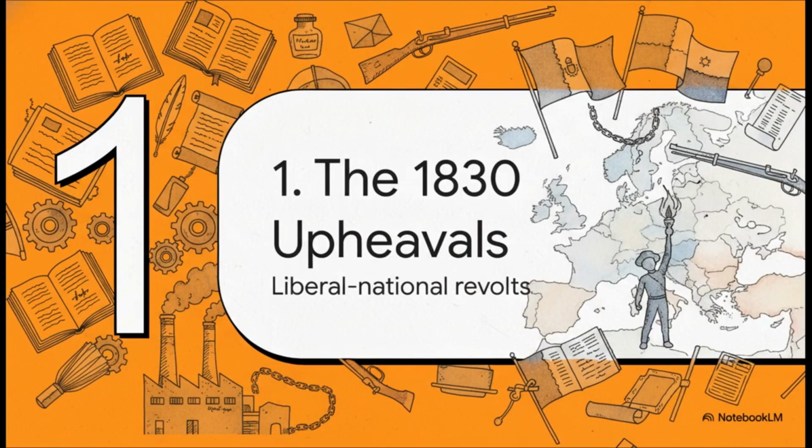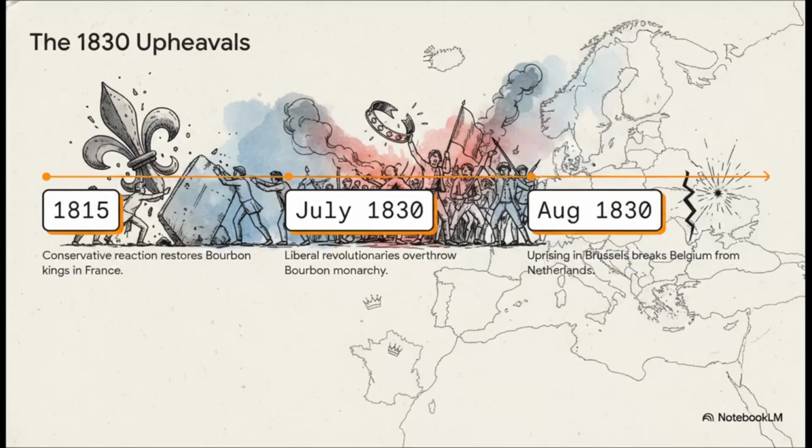Our next topic is the 1830 upheavals. So this was an incredibly turbulent era. You have liberal nationalist elites, and we're primarily talking about the educated middle class here, right? Professors, school teachers, clerks, commercial businessmen. They began to actively dismantle the conservative regimes that had a literal chokehold across Europe. If we trace the spark of this revolution chronologically, we really have to start in France.